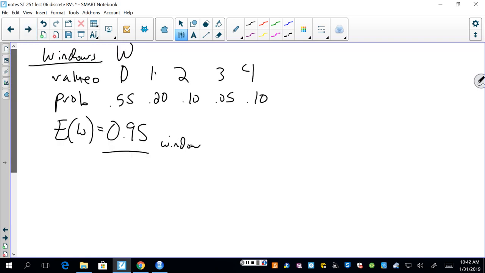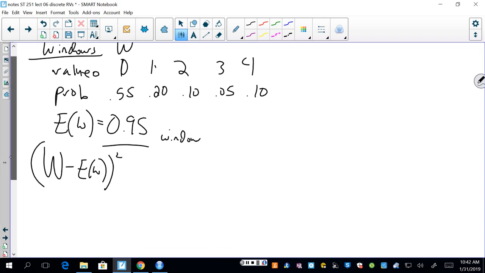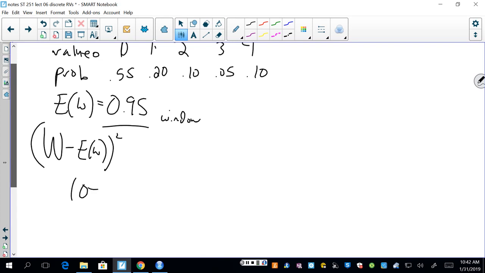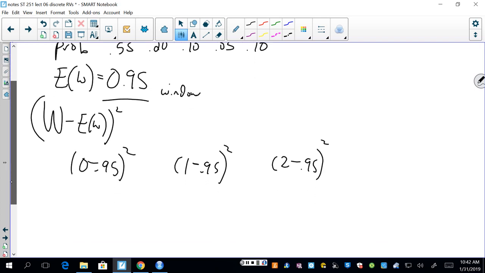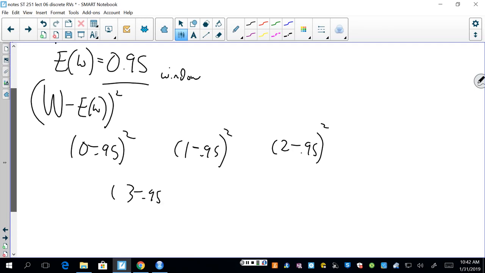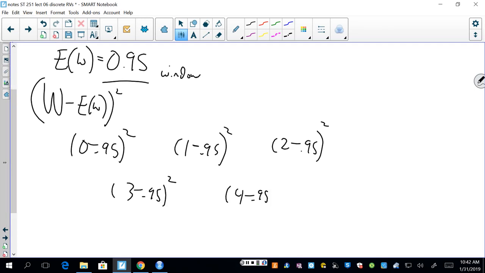To calculate the variance of that, we're going to take the value minus the mean and square those values. So we would take 0 minus 0.95 squared for the first one, 1 minus 0.95 squared, 2 minus 0.95 squared, 3 minus 0.95 squared, and 4 minus 0.95 squared. So W minus the expectation squared means calculate those values.